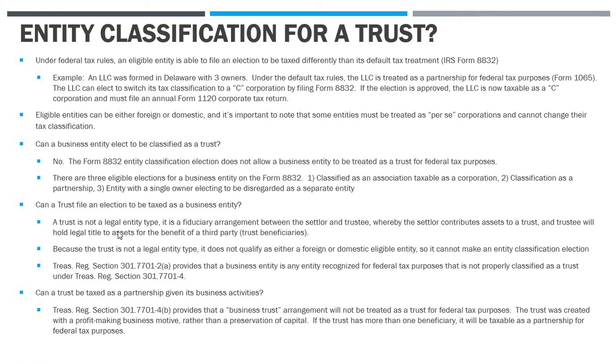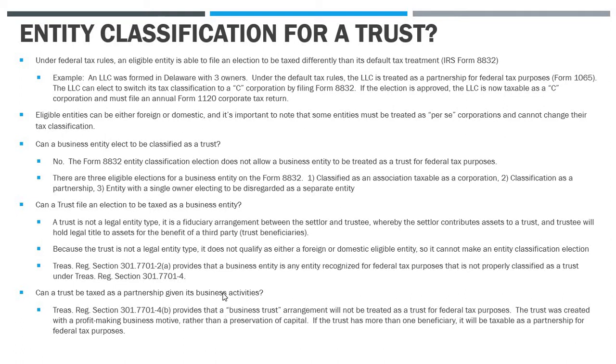Well, a trust is not a legal entity type. It's just an arrangement. It's a legal arrangement between the settlor, which is the person that creates the trust and funds it, and then the trustee that manages the trust assets. So the trustee holds legal title to the assets for the benefit of third parties, the beneficiaries. There is no legal entity type when you have a trust. And so that's why it can't make this election, because it's not a business entity. So it doesn't qualify as a foreign or domestic eligible entity. And it's very clear here in the regs. Treasury Regulation 301.7701-2(a) provides that a business entity is any entity recognized for federal tax purposes that's not classified as a trust. So that's the key there. If you've got a trust arrangement, it's not a business entity, so it can't elect to be taxed as a business entity.